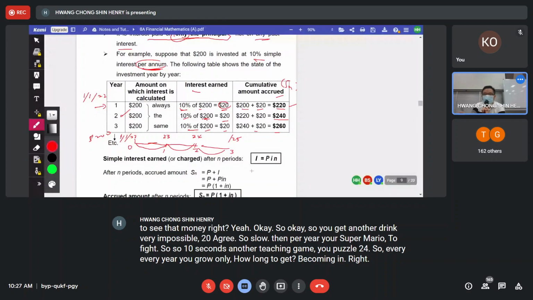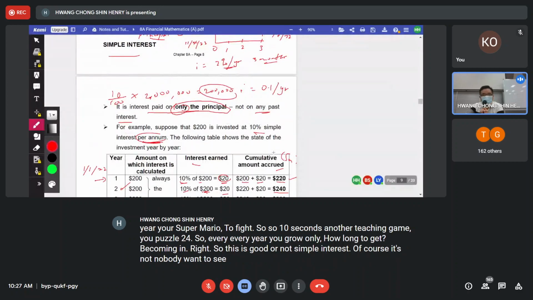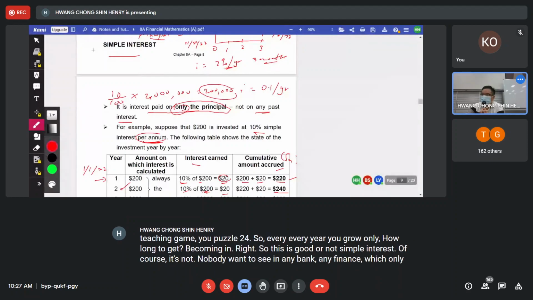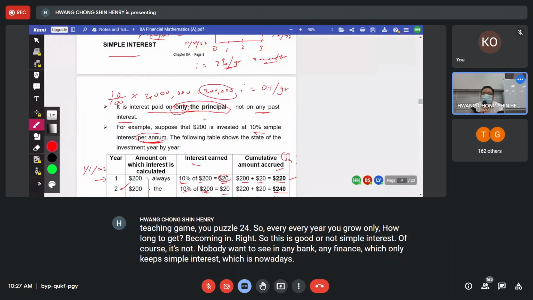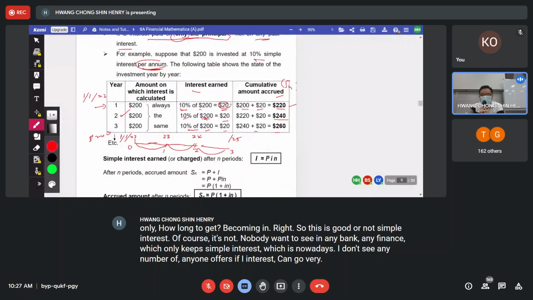Right. So is this good or not? Simple interest. Of course, it's not good. Nobody wants to save in any bank or finance company which only gives simple interest, which nowadays I don't see any longer on offer. Anyone who offers simple interest can go back already. Nobody wants to invest.